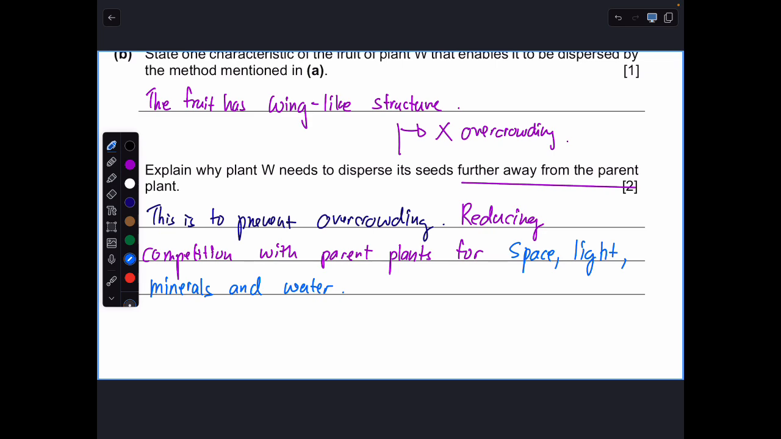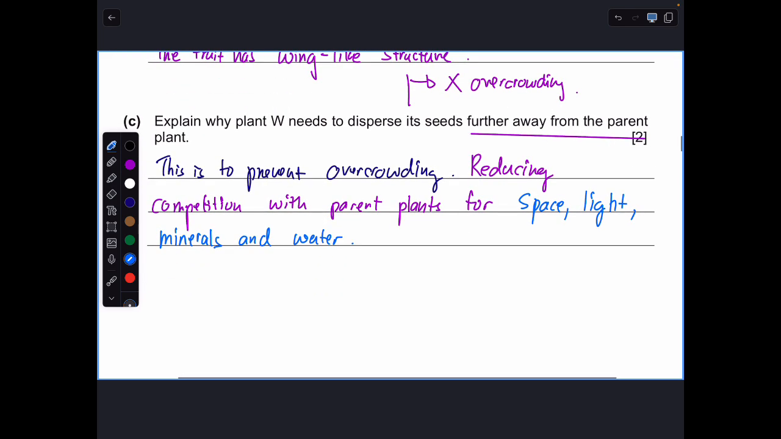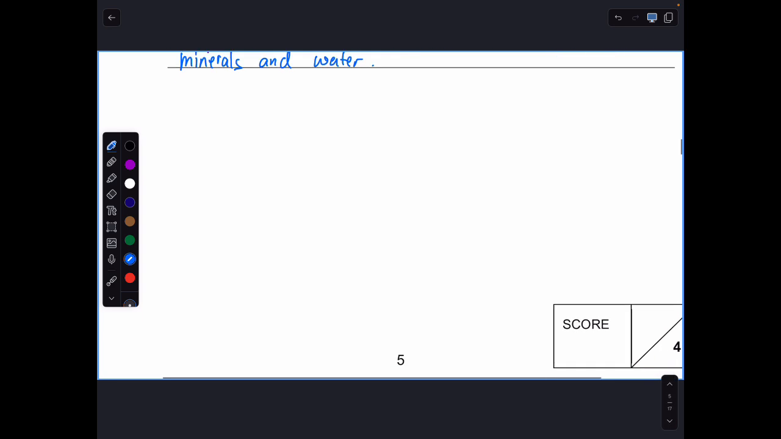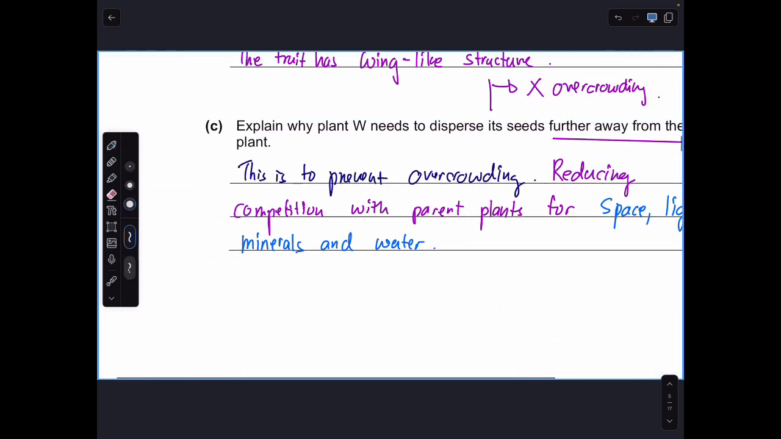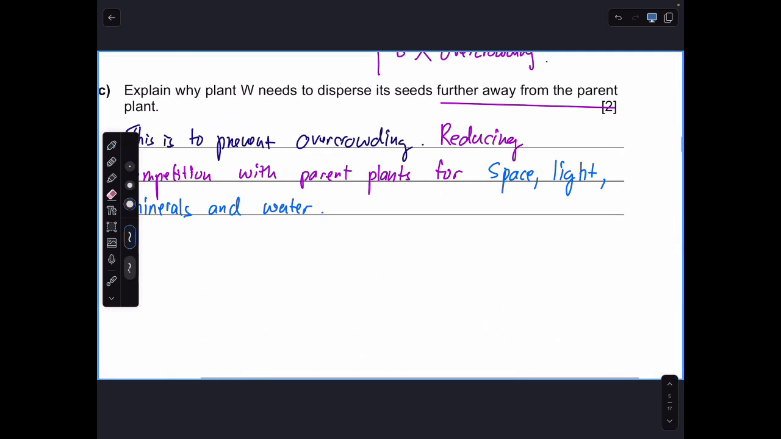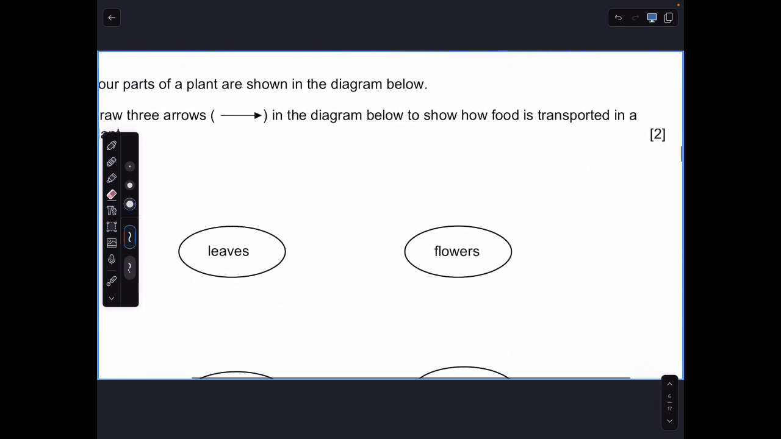Okay? Moving on. Anyway, you shouldn't have to copy word for word. You should understand what I'm saying. Don't even need to copy. Right? Common question what? Next.